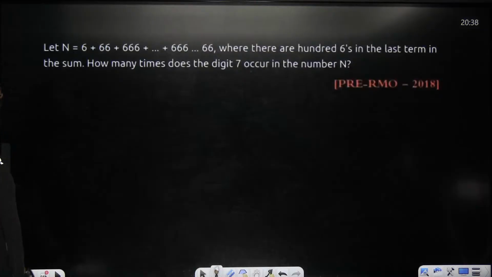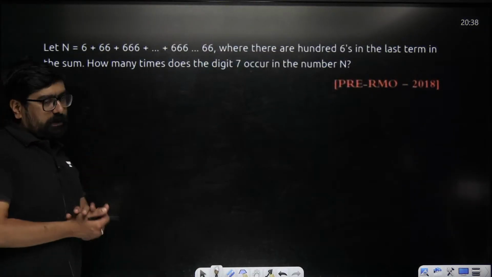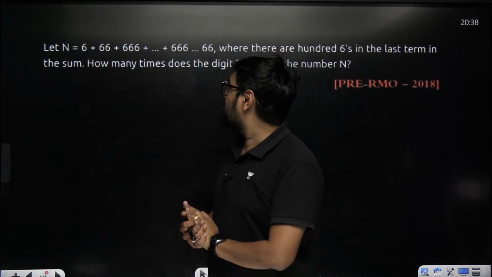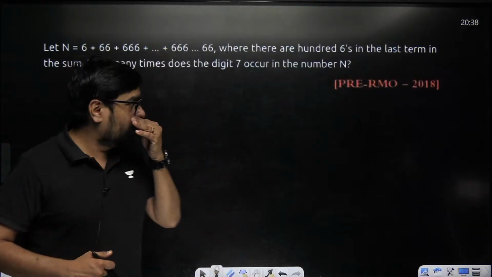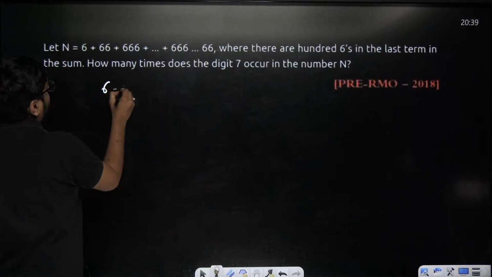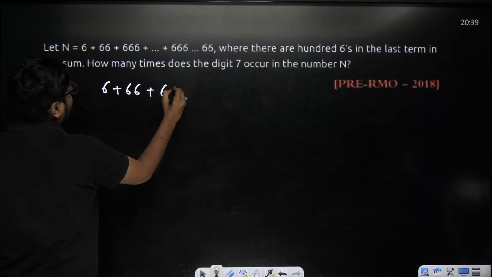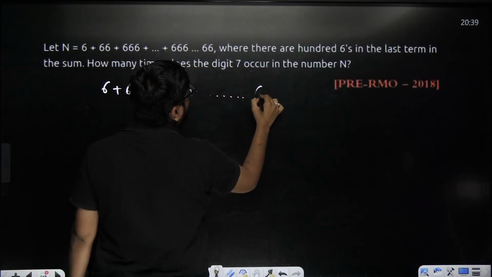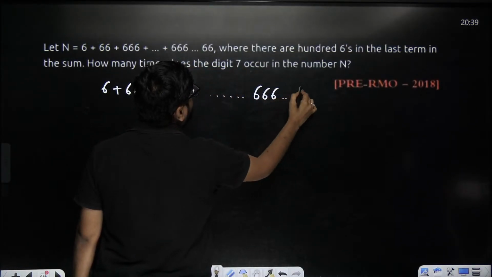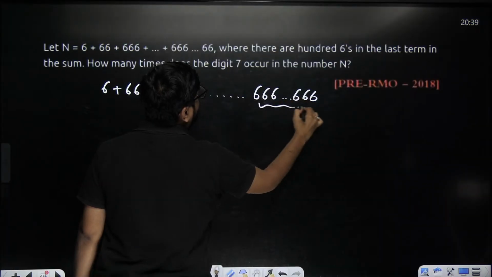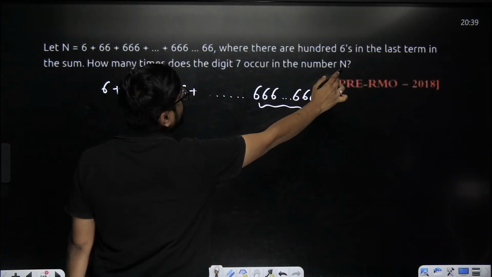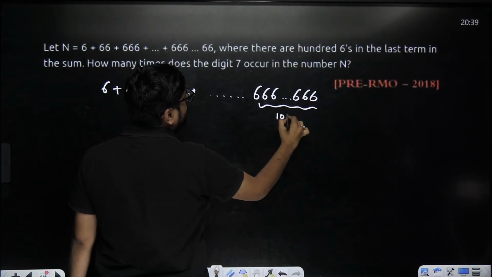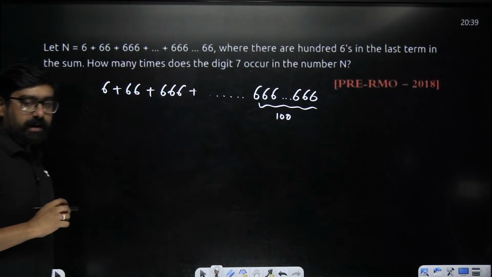Chaliye, let's go ahead. This type of question you must have solved earlier also. This came in 2018. I hope you know the method to solve it. So we have 6 plus 66 plus 666 plus, and so on, up to 100 sixes in the last term. All these 6s are 100.